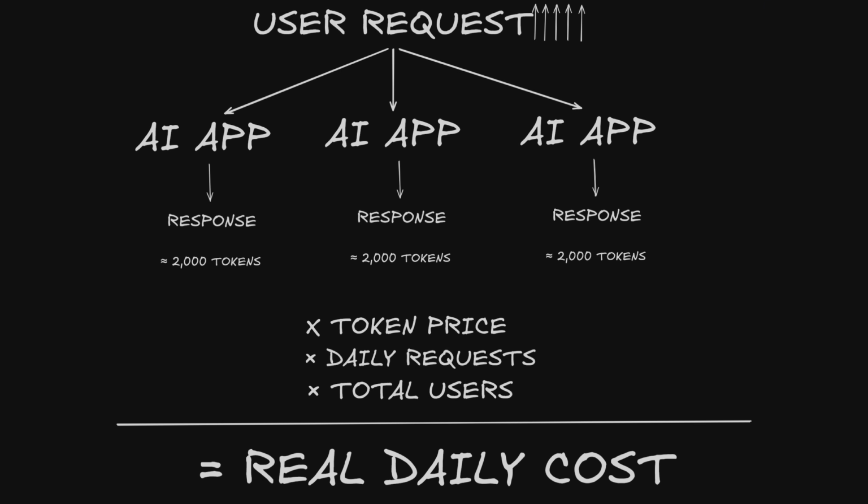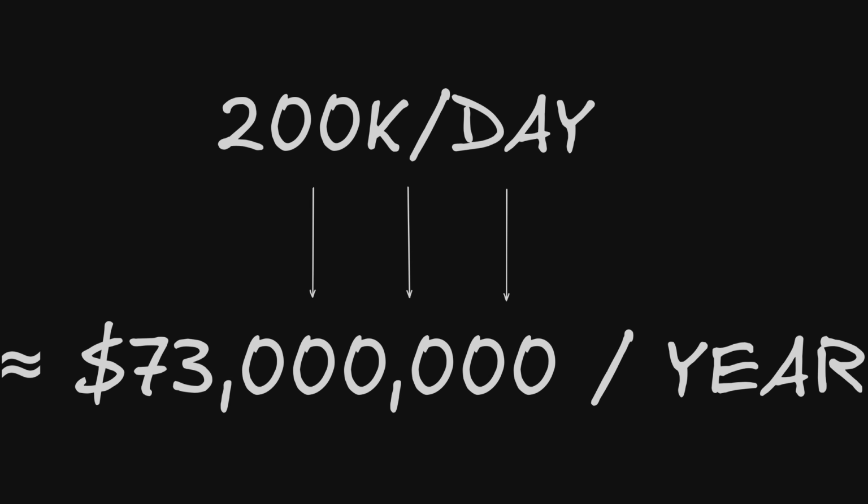This is the full equation. Token price, daily requests, total users, all multiplied together. That's your real daily cost. $200,000 per day, not revenue, cost. That's how fast the math compounds. $200,000 per day turns into $73 million per year. Before salaries, before servers, before profit, just model cost.